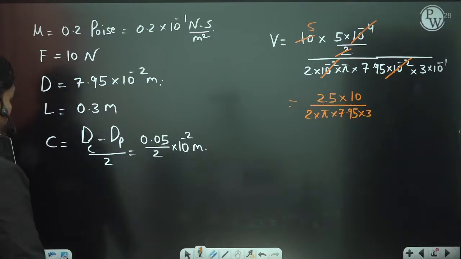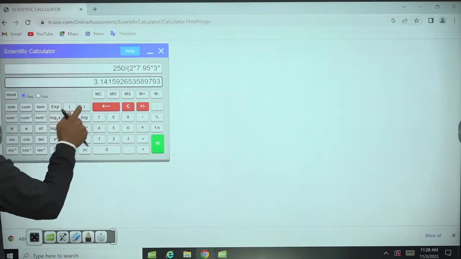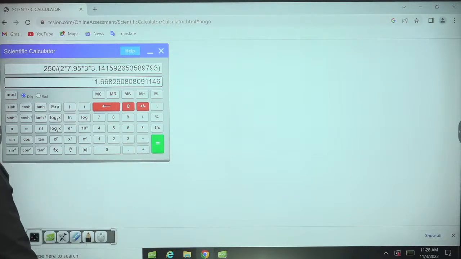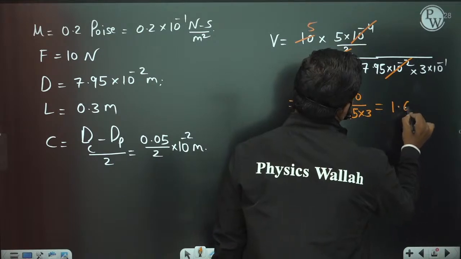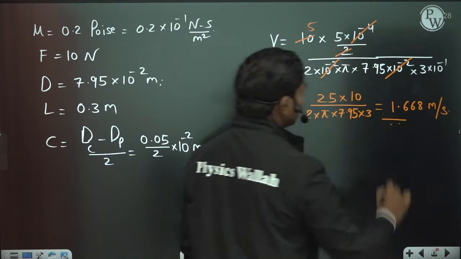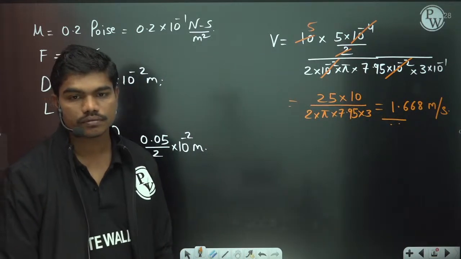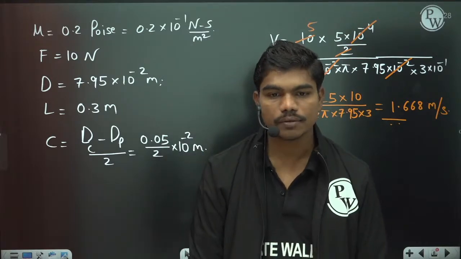2 into 7.95 into 3 into pi. So if you simplify this, you will get 1.6688 meters per second, correct? Because this is in SI units, is it? 1.668 meters per second, clear?